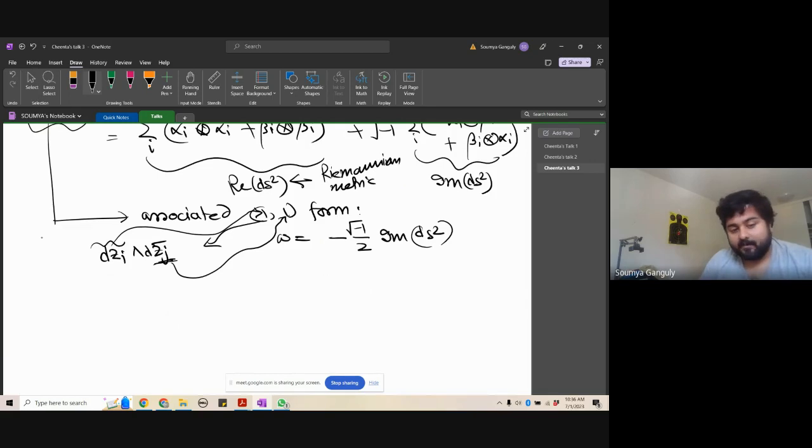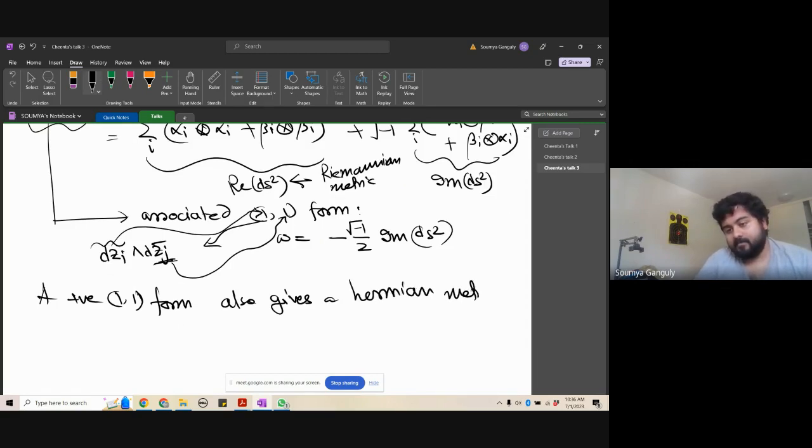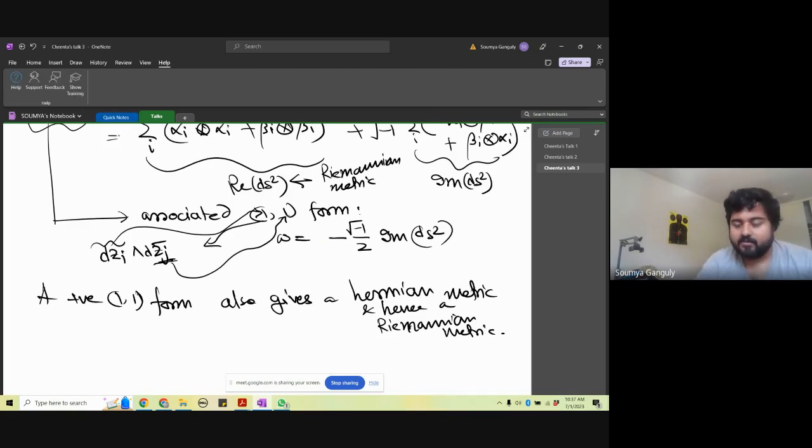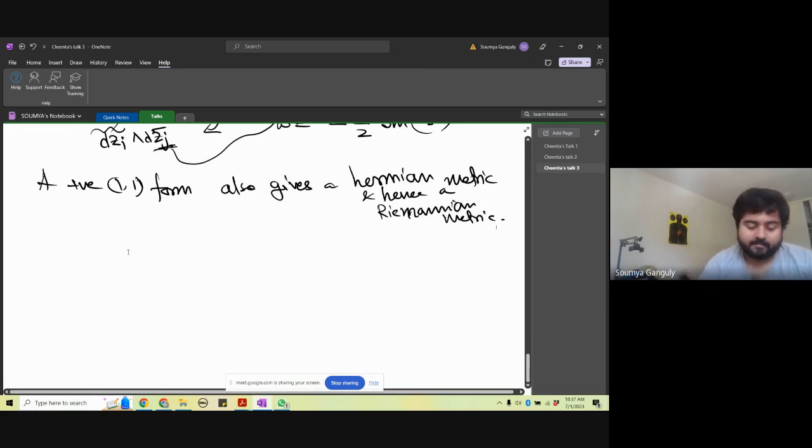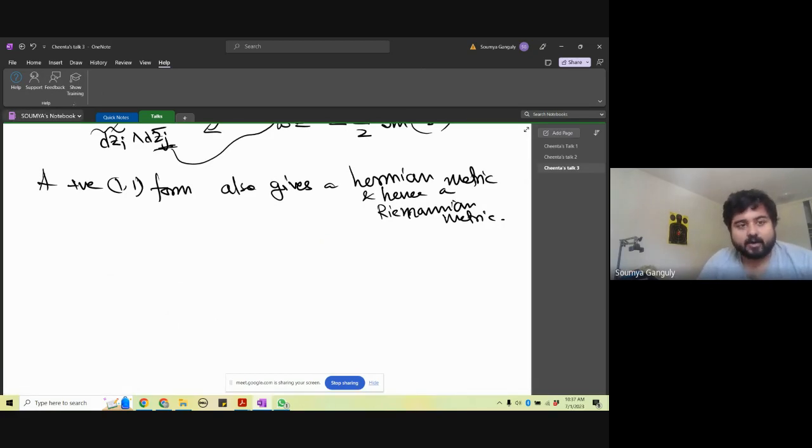If you have a positive (1,1)-form, it also gives a Hermitian metric, and hence a Riemannian metric, because the real part of the Hermitian metric is a Riemannian metric. Anyways, these are all probably extremely convoluted at this point. Don't worry about this. We will come back to these things again when we need them. For example, let's just give one example here.